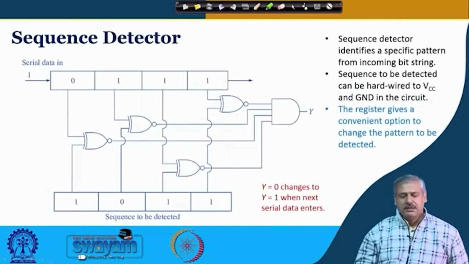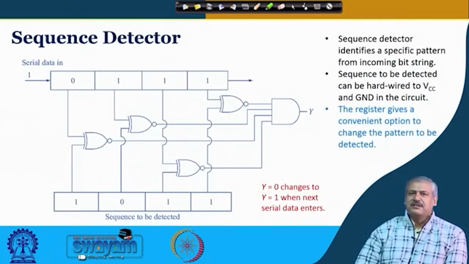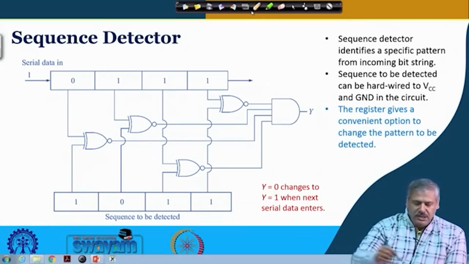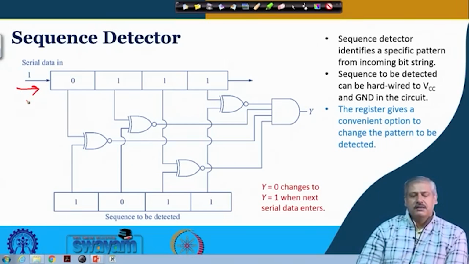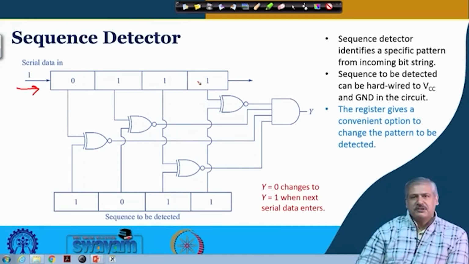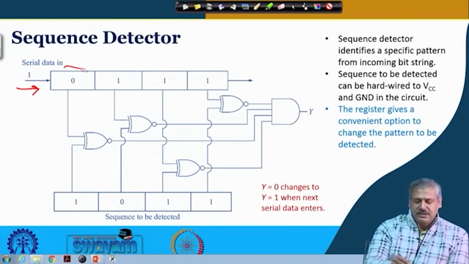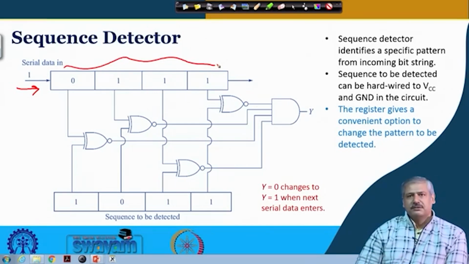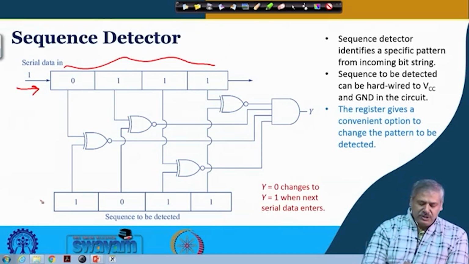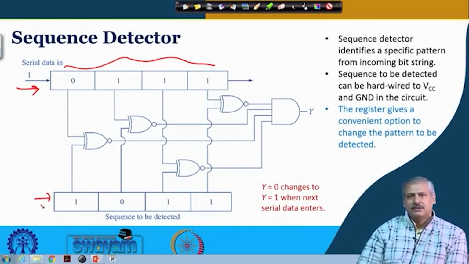Now comes sequence detection. There also shift register can be useful. By sequence detection, what we mean is identifying a specific pattern from the incoming bit stream. So, here this is the serial data, the bit stream that is coming, which is made to go through a shift register. And this shift register is used for the pattern matching, sequence detection. And the sequence to be detected, we can store it in another register.